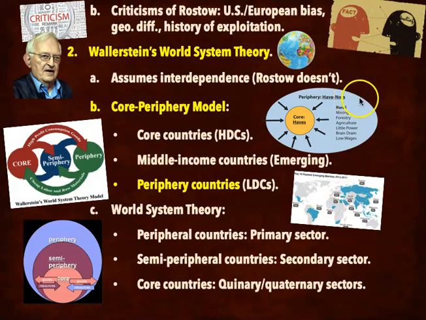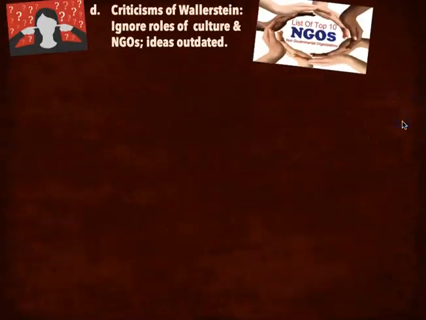Now, just like with Rostow's model, there are a lot of criticisms of these, which always goes naturally with trying to categorize countries and put them into different columns. A lot of people will say that the world is a little more complex than that. Some of the criticisms of Wallerstein get into non-governmental organizations and what they're able to bring to different parts of the world.